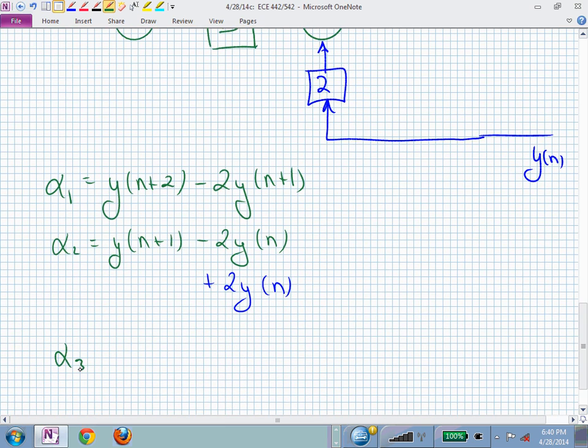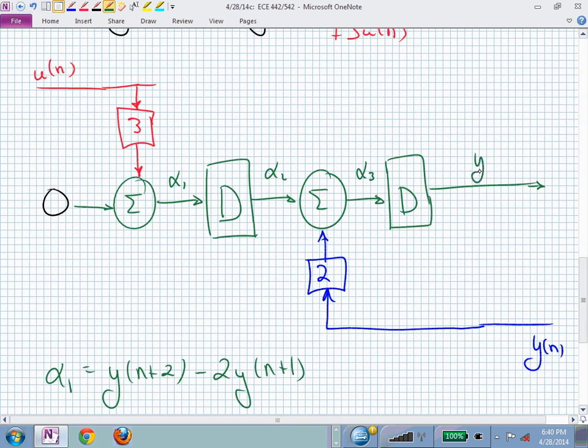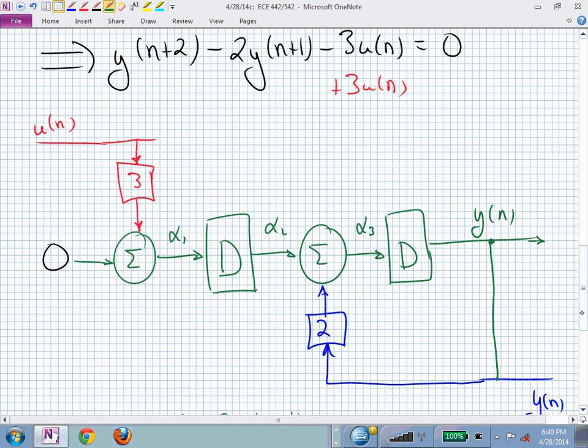Alpha 3 now is simply y of n plus 1. I can delay that, and what do I get? Just y of n, which is just that signal, and I said that was y. And now I've built up an all delay block diagram with summing junctions and gains built out of u's and y's, and this is now my all delay block diagram that is a realization of that transfer function or that difference equation.